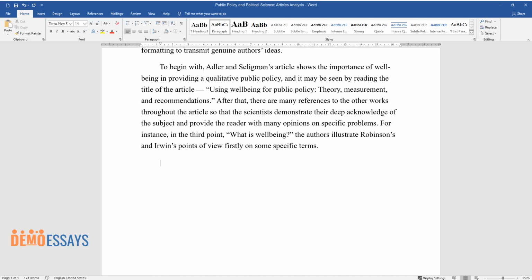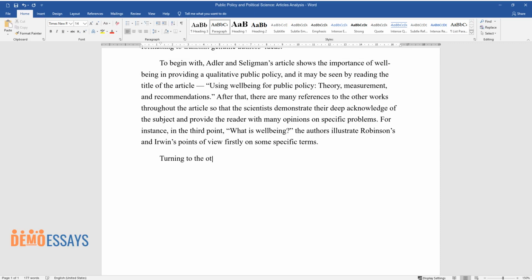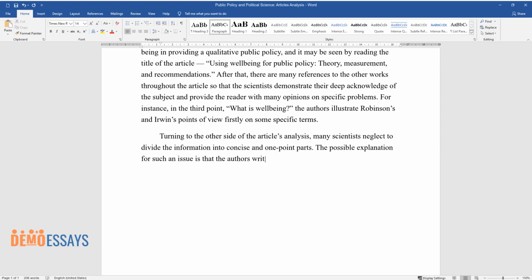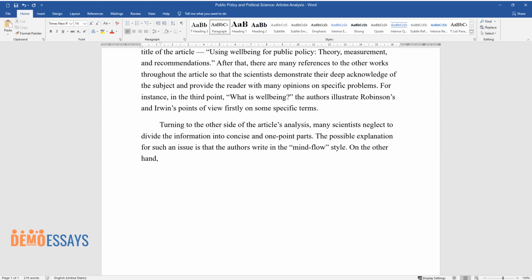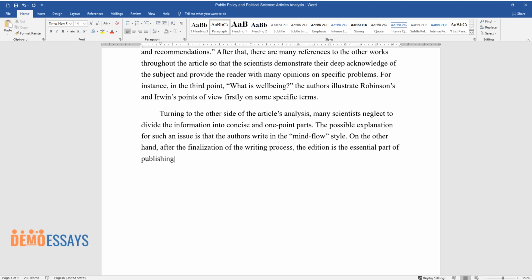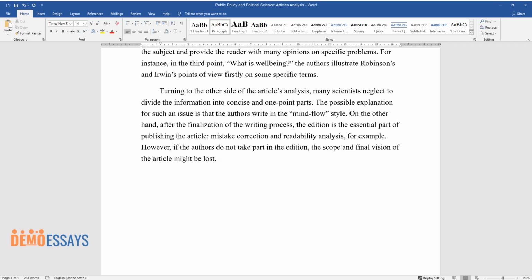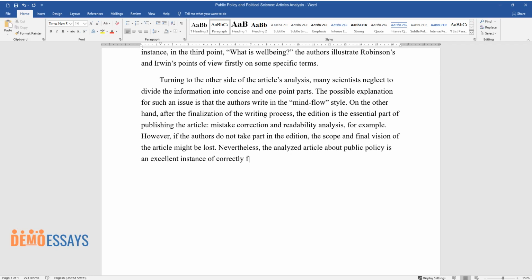some specific terms. Turning to the other side of the article's analysis, many scientists neglect to divide the information into concise and one-point parts. The possible explanation for such an issue is that the authors write in the mind flow style. On the other hand, after the finalization of the writing process, the edition is the essential part of publishing the article, mistake correction and readability analysis, for example. However, if the authors do not take part in the edition, the scope and final vision of the article might be lost. Nevertheless, the analyzed article about public policy is an excellent instance of correctly formatting the scientific work.